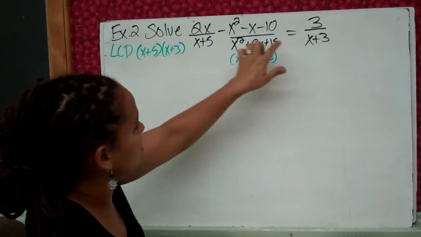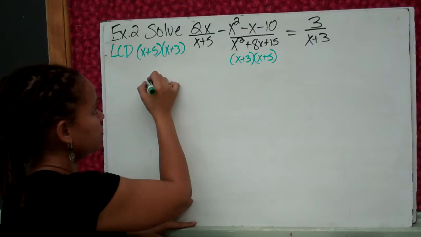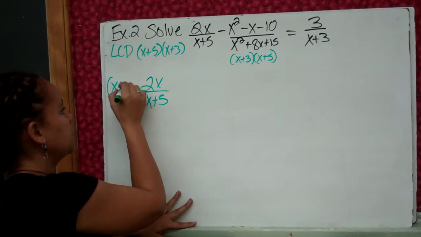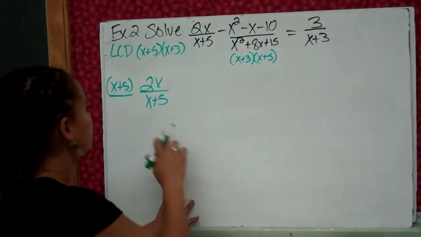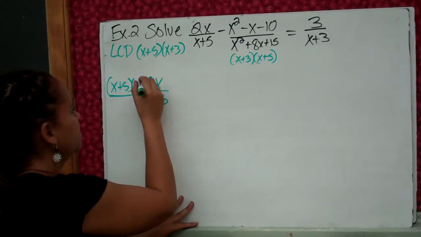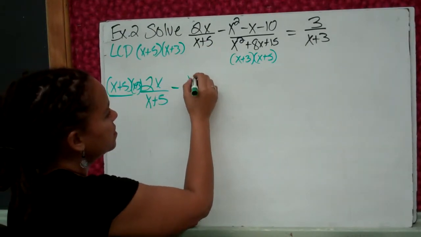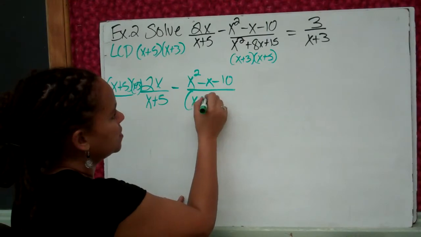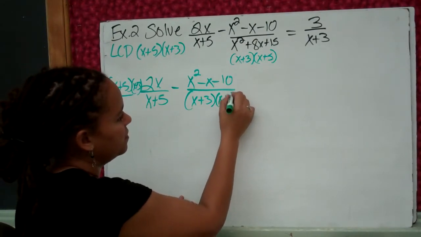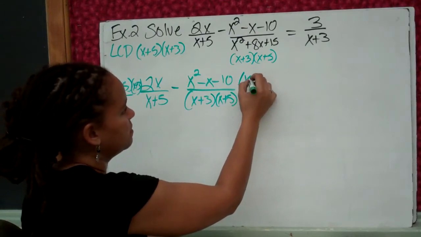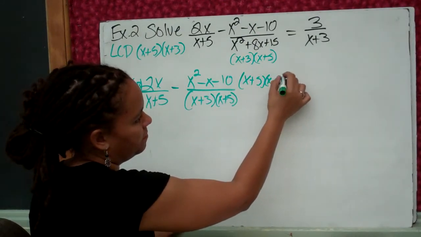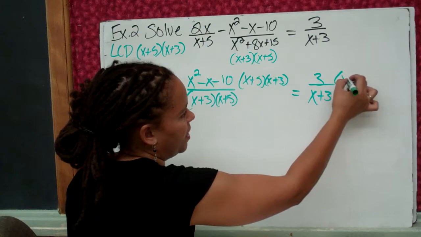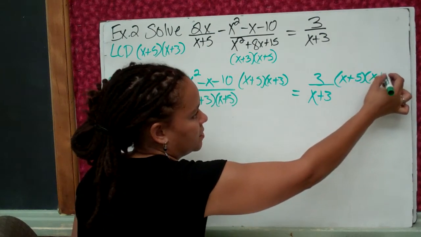So I'm going to take this times every single term. So I have 2x over x plus 5. I need to multiply that by (x plus 5)(x plus 3). And then minus (x squared minus x minus 10) over (x plus 3)(x plus 5). I need to multiply that by my LCD, which is (x plus 5)(x plus 3). And that's going to be equal to 3 over x plus 3 times my LCD, (x plus 5)(x plus 3).